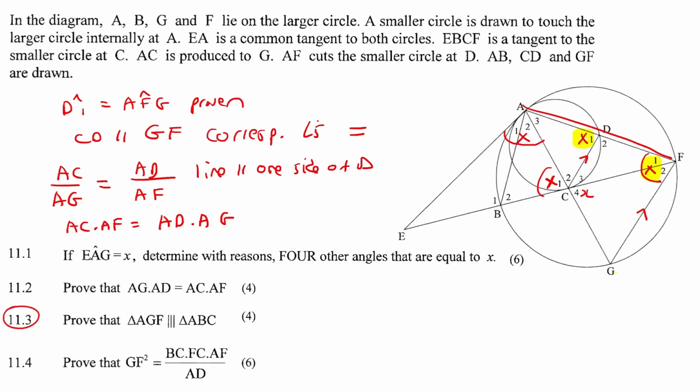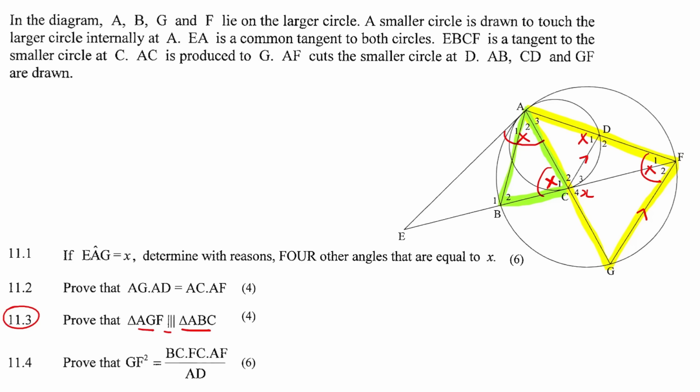Okay, this one: prove that this triangle is similar to this triangle. So AGF, that's this triangle here. And then the other one is ABC. So let's just write this nice and big. They want triangle AGF to be similar to triangle ABC.